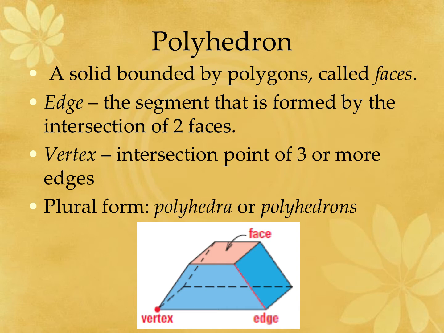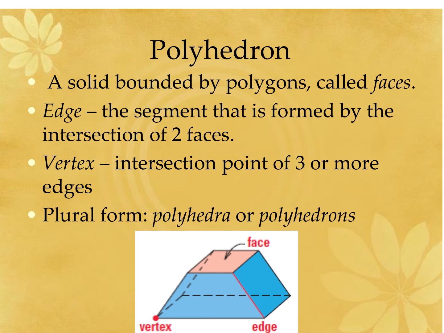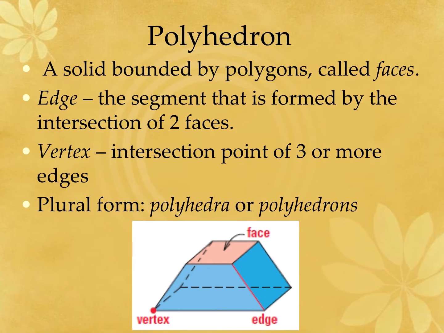In these polyhedrons, we also have a vocabulary word, and that word is the edge. So the edge is this segment that is formed by the intersection of two faces. And then the vertex of the polyhedron is the intersection point of three or more edges. The plural form of polyhedron is either polyhedra or polyhedrons. The picture here, pictured down at the bottom, is actually called a trapezoidal prism.